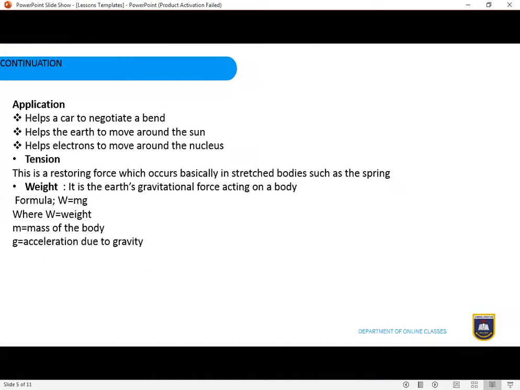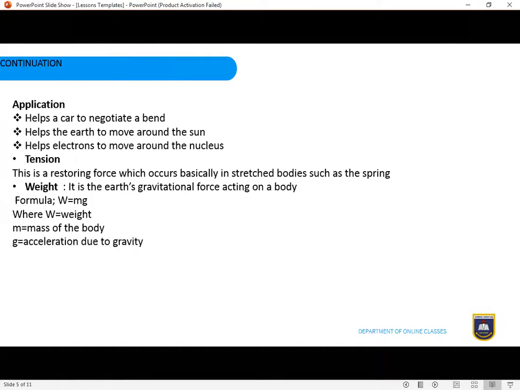Tension usually occurs in springs or stretched bodies. For example, let's say this is my spring. If I compress this spring right now, it will try to restore its original position back. The force that helps it to restore that position back, we call it the tension.